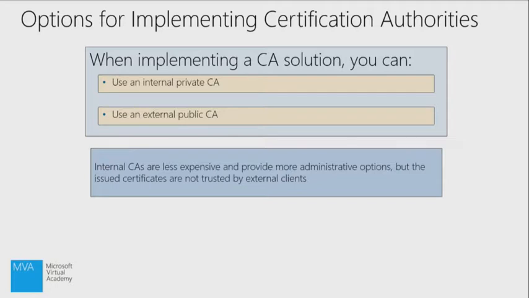When implementing a certification authority solution, you can use an internal private CA or an external public CA. These are very different options. An external public CA, I don't manage. I send a request for a certificate. That's pretty much it. I go to any major commercial service. I say I want a certificate for purpose X. Here's the information that pertains to that certificate.